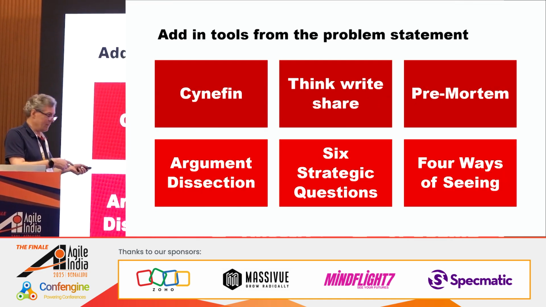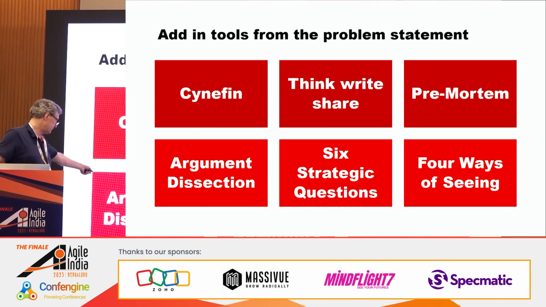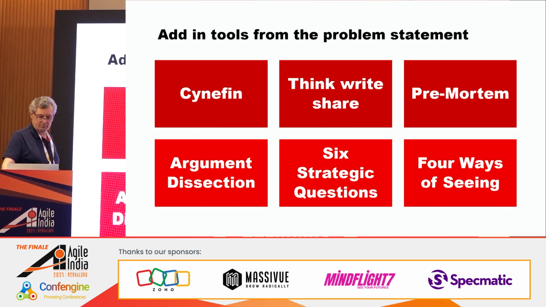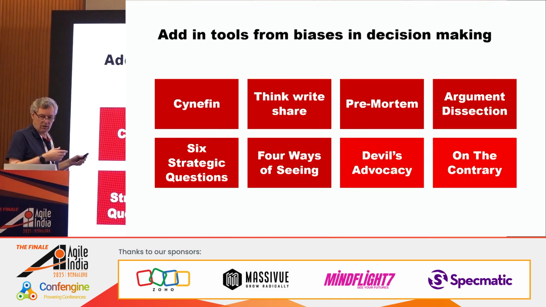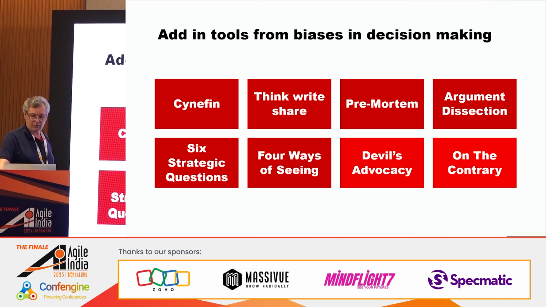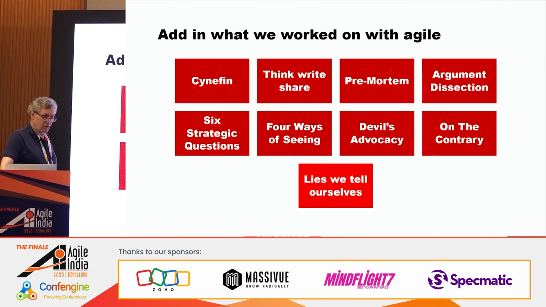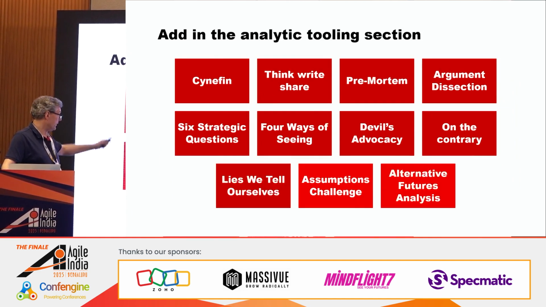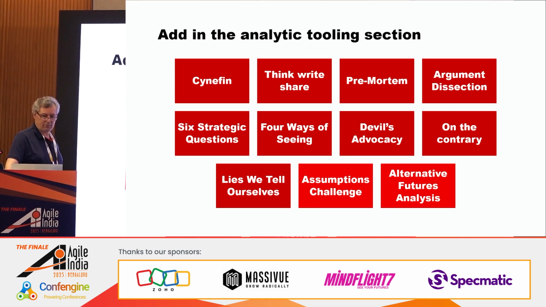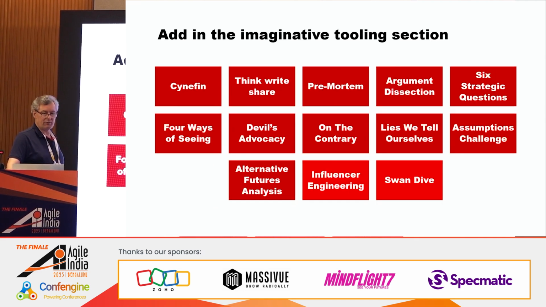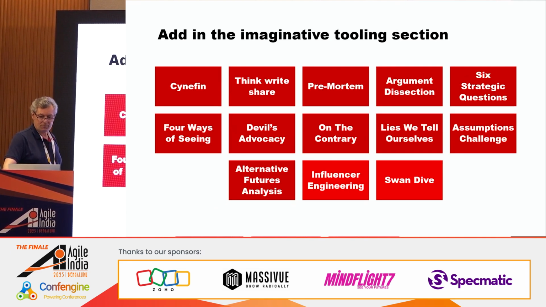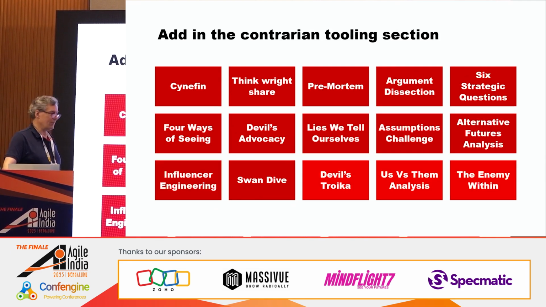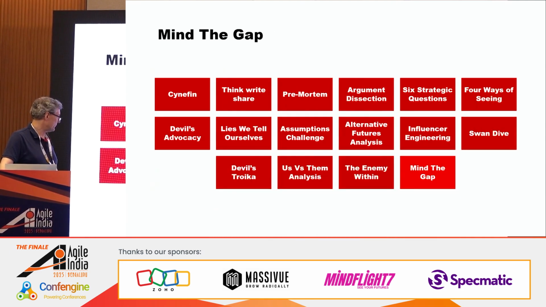In the problem statement section, I brought these three in. And then in the section on biases and decision making, I brought in these two. We talked about lies we tell ourselves. This was brought in the analytic tooling section just very briefly as additionals. Another two from the imaginative tooling section. Another three from the contrarian tooling section.